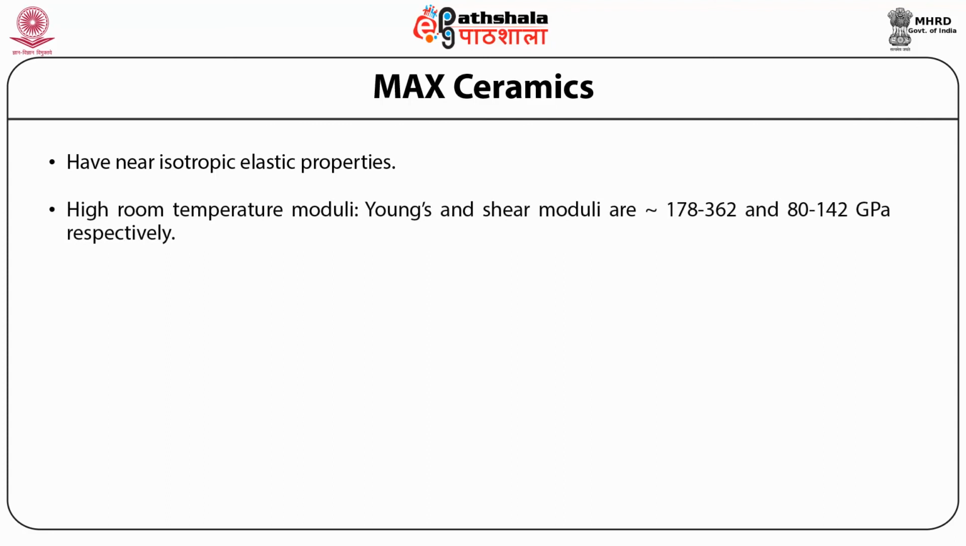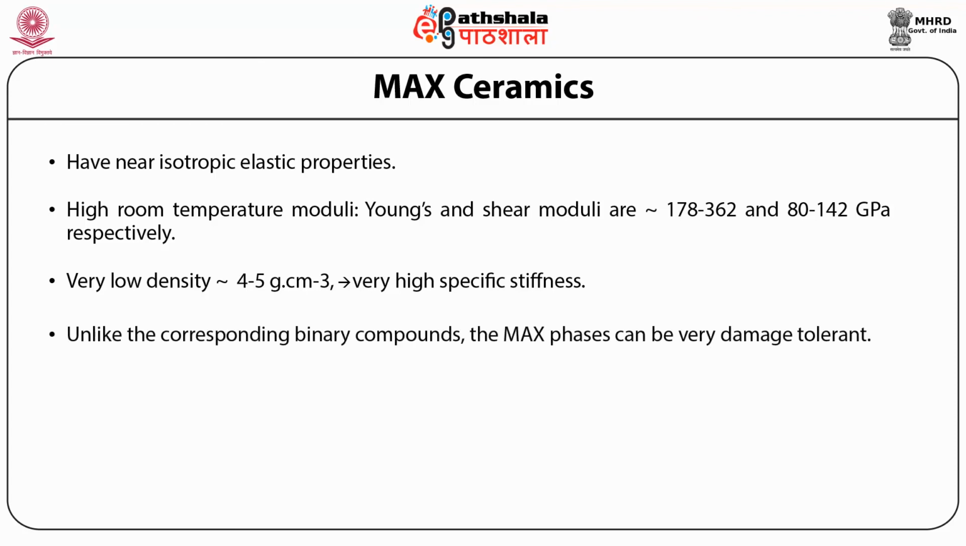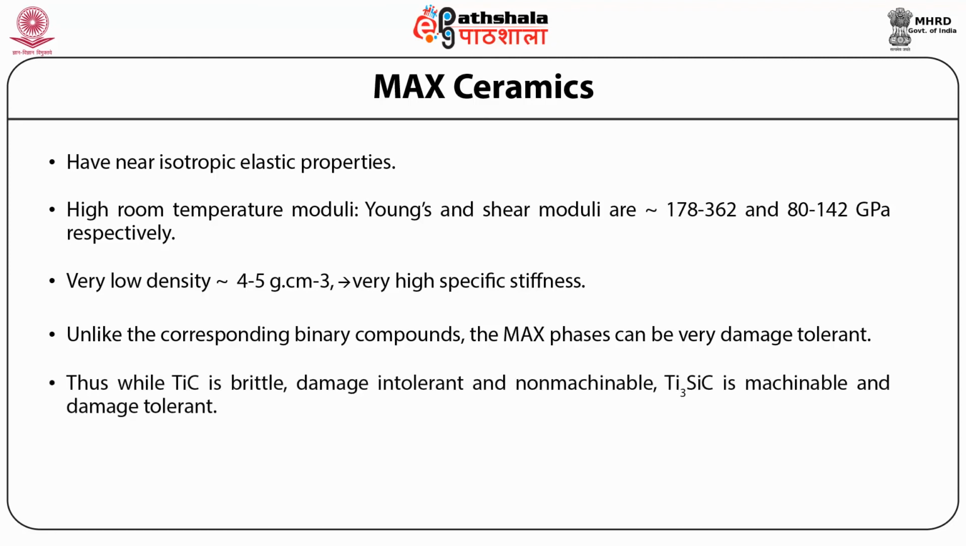They have high room temperature moduli, that is, Young's and shear moduli are 178 to 362 and 80 to 142 gigapascal respectively. They also have a very low density, of the order of 4 to 5 gram per centimeter cube. Unlike the corresponding binary compounds, the MAX phases can be very damage tolerant. While titanium carbide is brittle and non-machinable, titanium silicon carbide is machinable and damage tolerant.